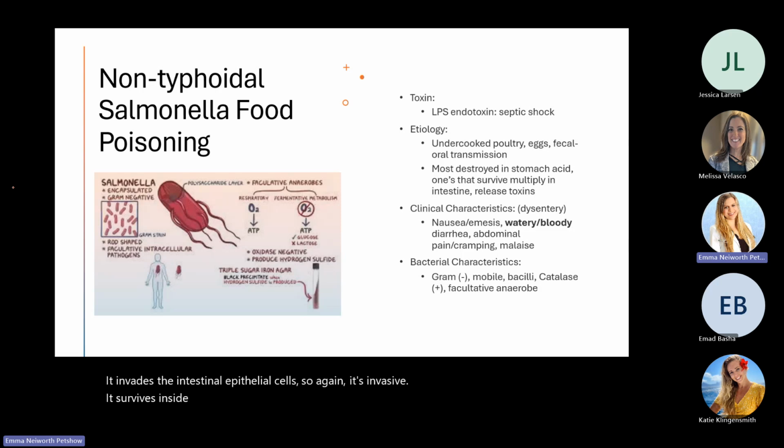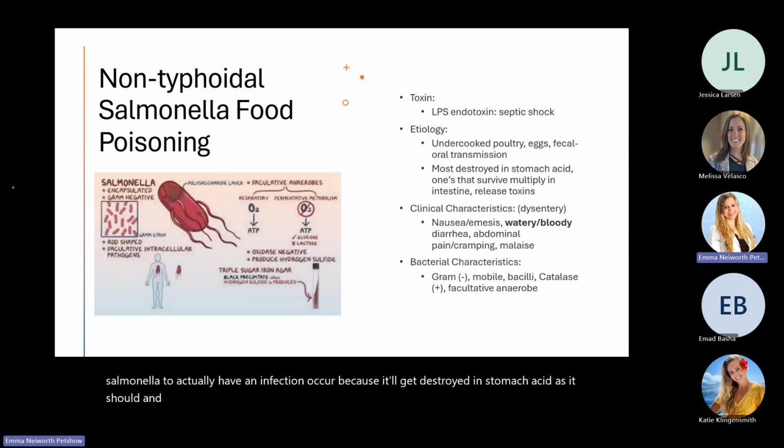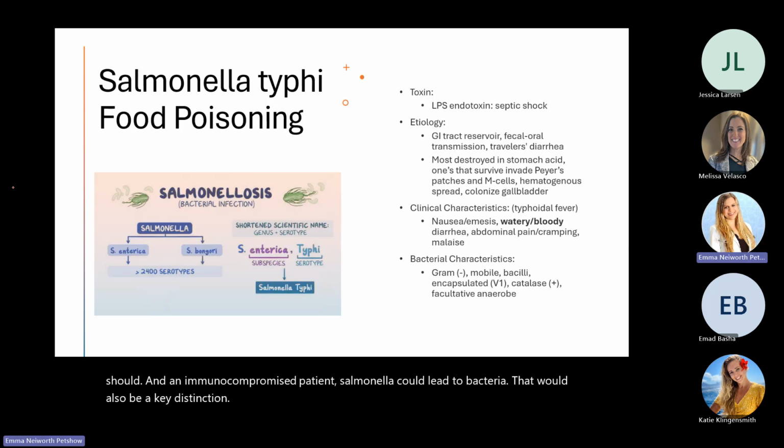Unlike Shigella, it needs a higher infectious dose because it can't resist stomach acid. So you need a lot of bolus, a lot of exposure to non-typhoidal salmonella to actually have an infection occur, because it'll get destroyed in stomach acid, as it should. In an immunocompromised patient, salmonella could lead to bacteremia. That would also be a key distinction, versus salmonella typhi food poisoning.